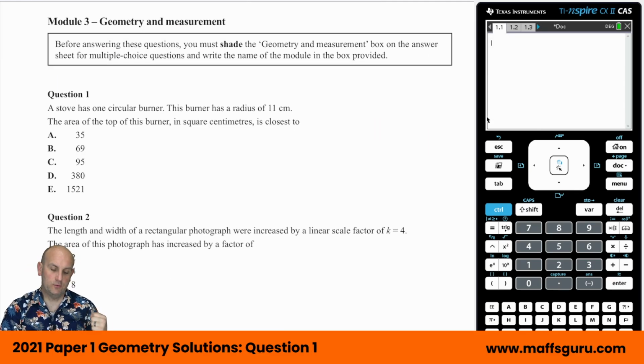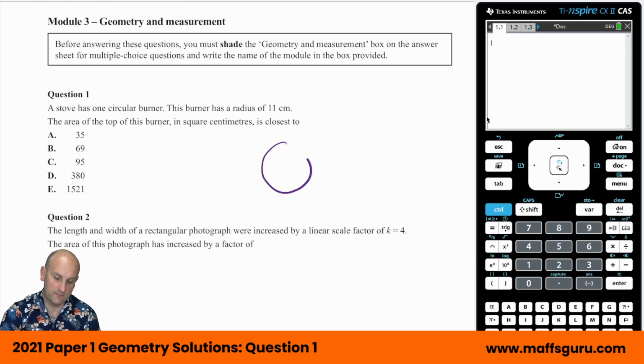All right, now we're on module 3, geometry and measurement. Right, a stove. Let's read, shall we? A stove has one circular burner. Thank you very much. There is my circular burner. The burner has a radius of 11 centimeters. The area of the top of this burner in square centimeters is closest to.